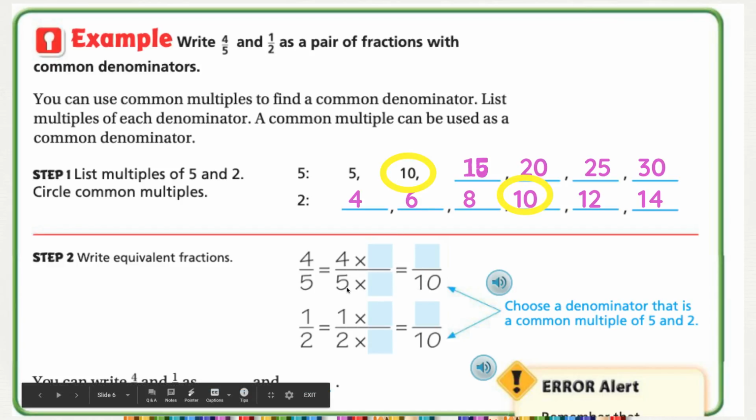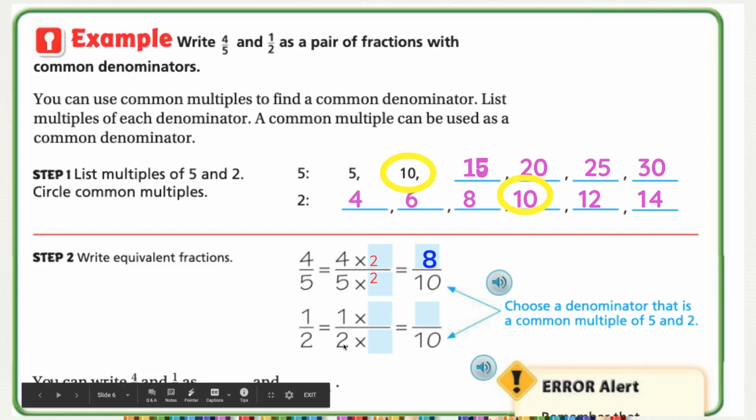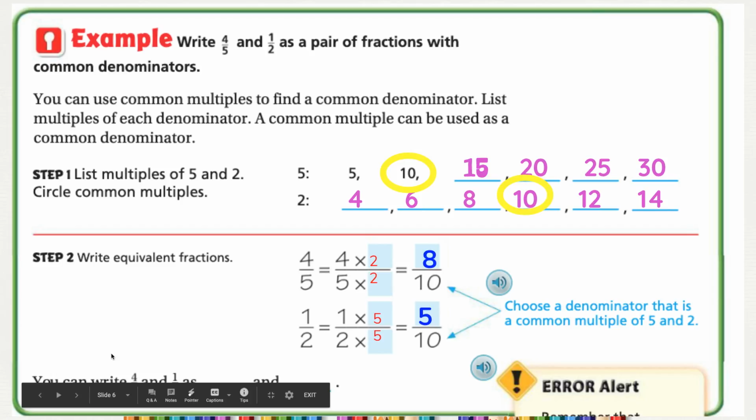Okay, so how did I get from 5 to 10? I multiplied by 2. And remember, what you do to the denominator, you have to do to the numerator. So 5 times 2 is 10, and 4 times 2 is, everybody, 8. Very good, fill it in. And let's do the other example. So 2 times what is 10? That would be 5. What you do to the denominator, you have to do to the numerator. 1 times 5 is 5. But you can write 4/5 and 1/2 as 8/10 and 5/10.